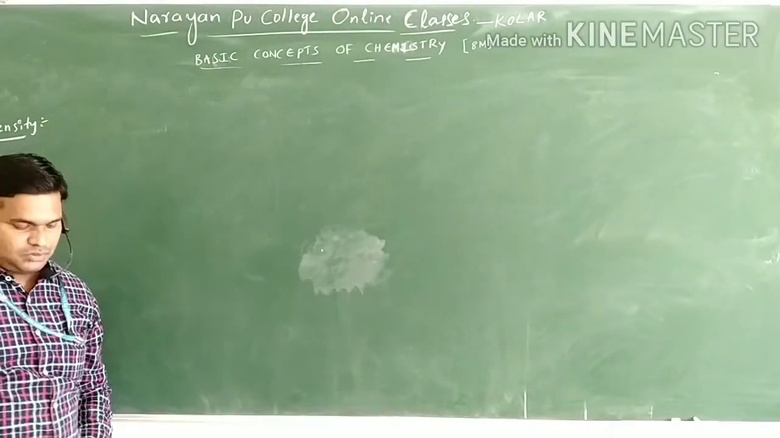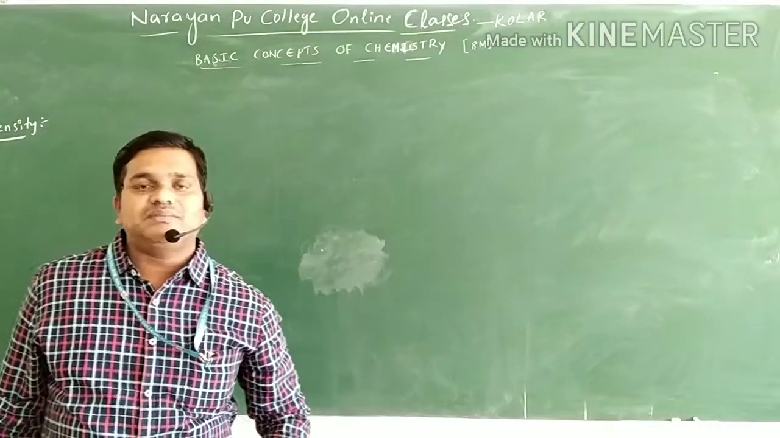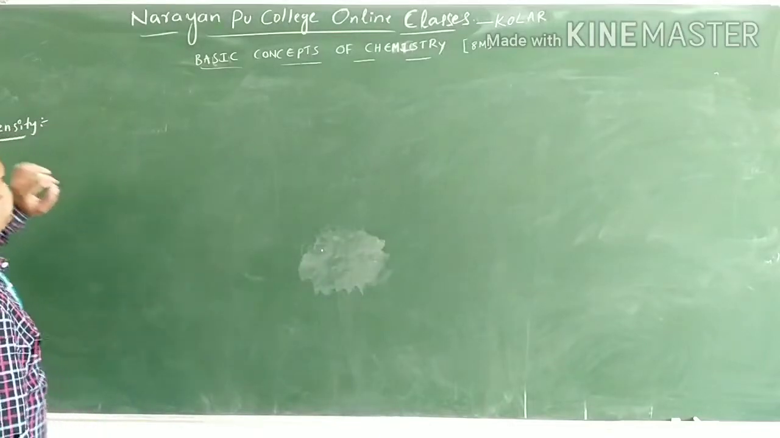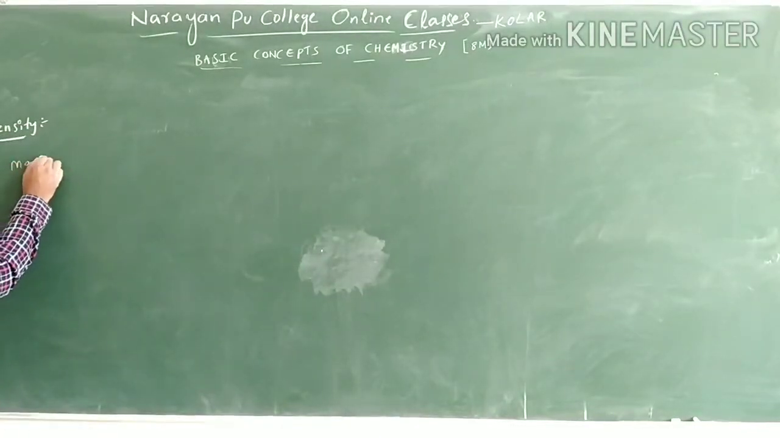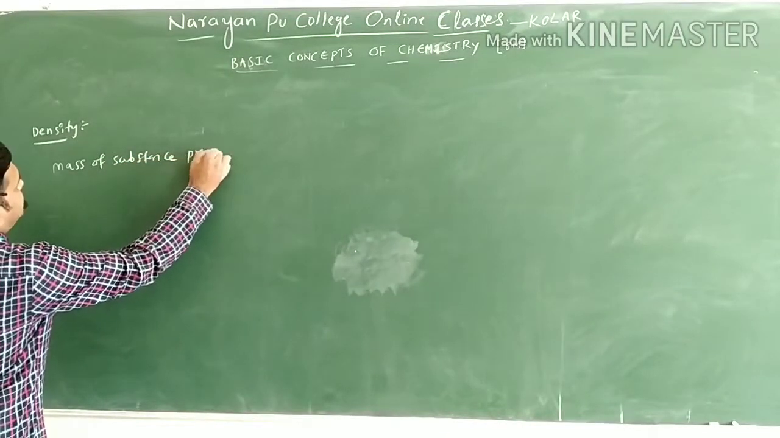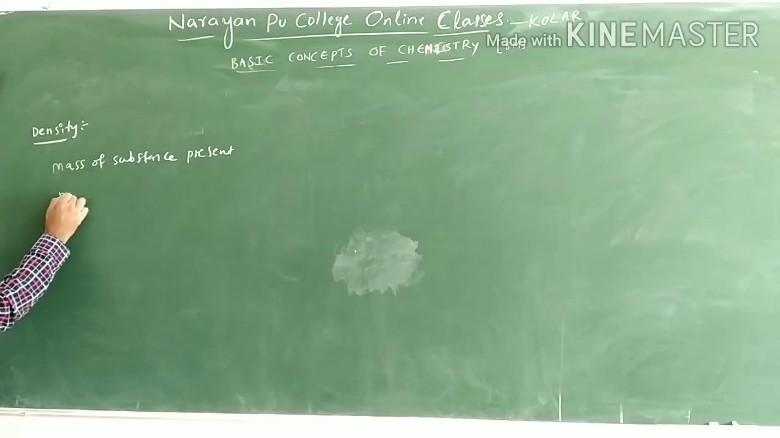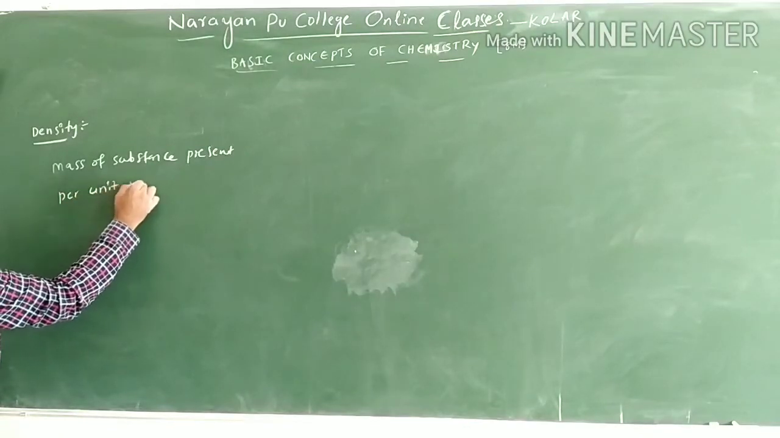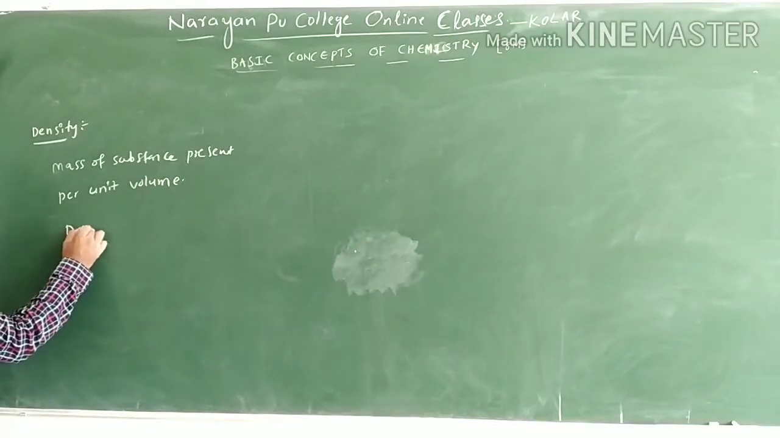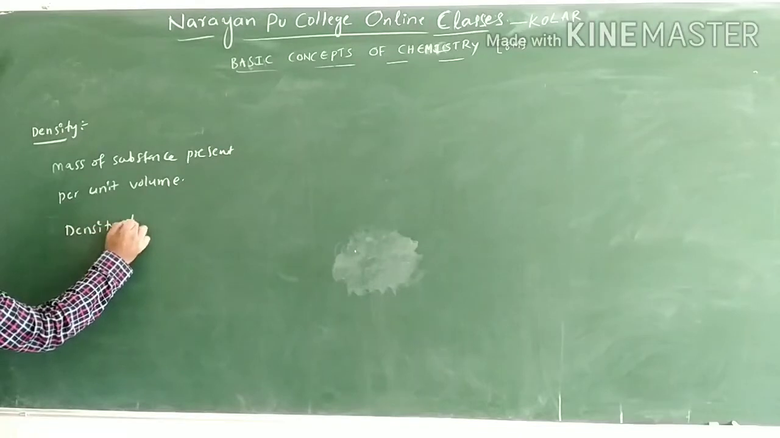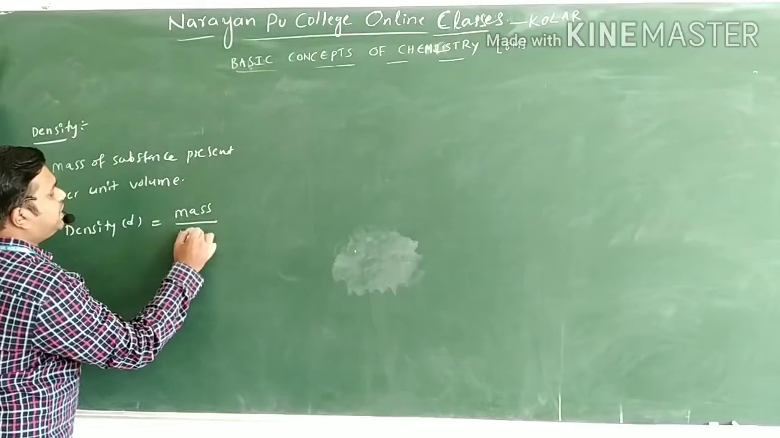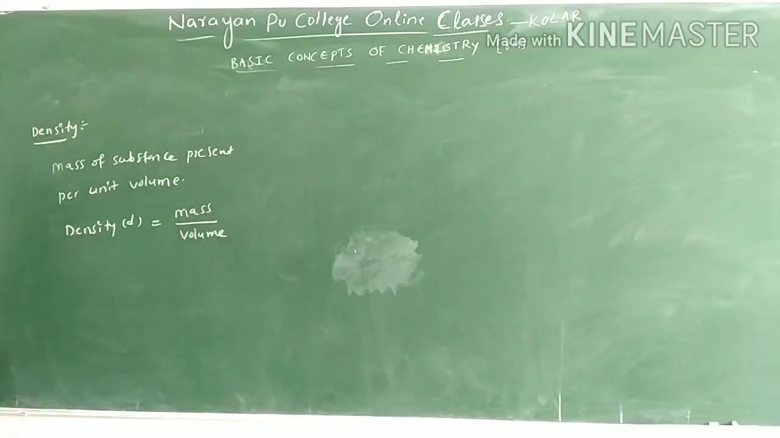Now the next one we have is density. What is meant by density? The mass of the substance present per unit volume is called density. Density D is equal to mass by volume.